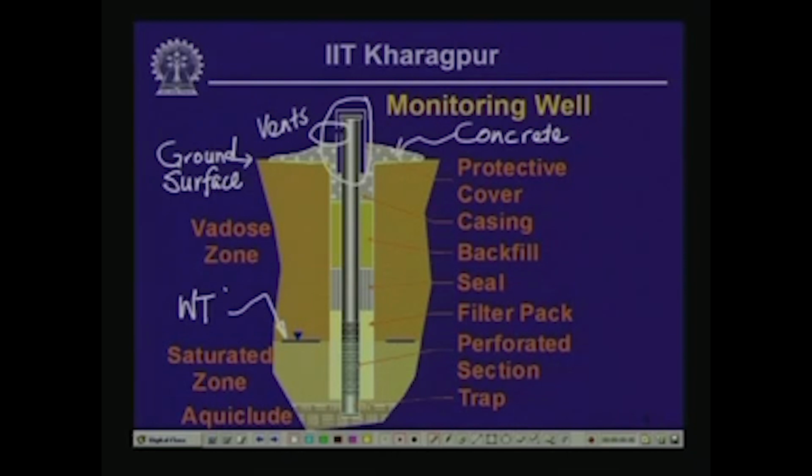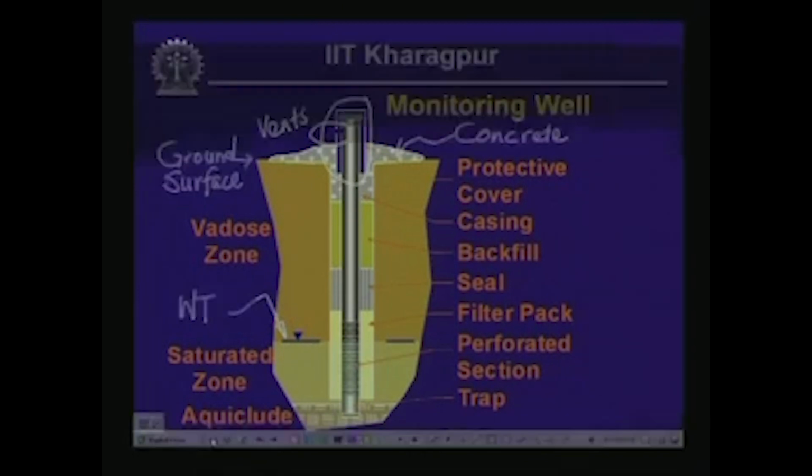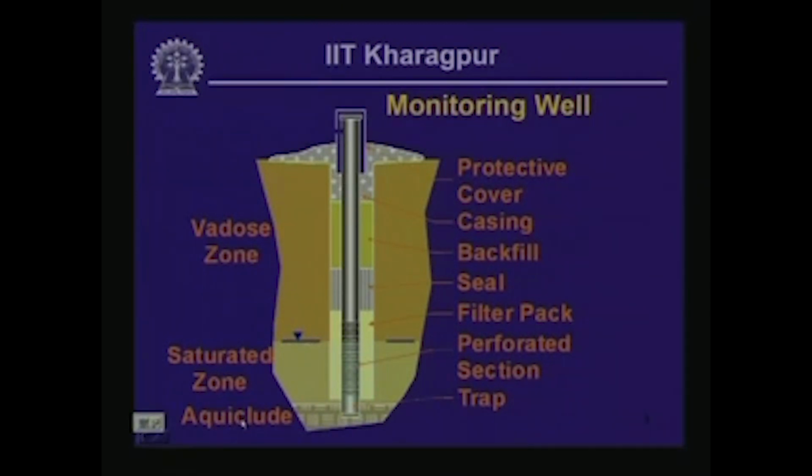What we also have shown here is that the casing tube in this particular case penetrates the entire depth of the saturated zone, and it is encased within an underlying aquiclude near the bottom of the tube there. Okay, so that in a nutshell is a very simply constructed monitoring well that is normally used in groundwater survey.